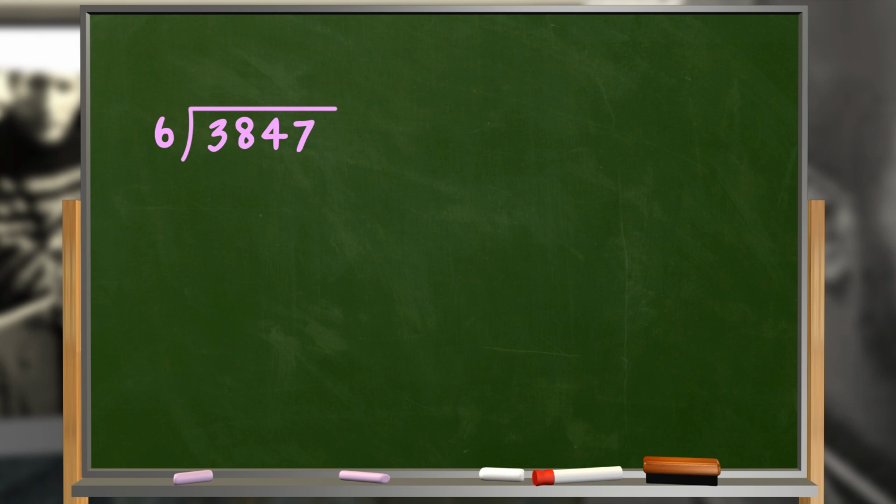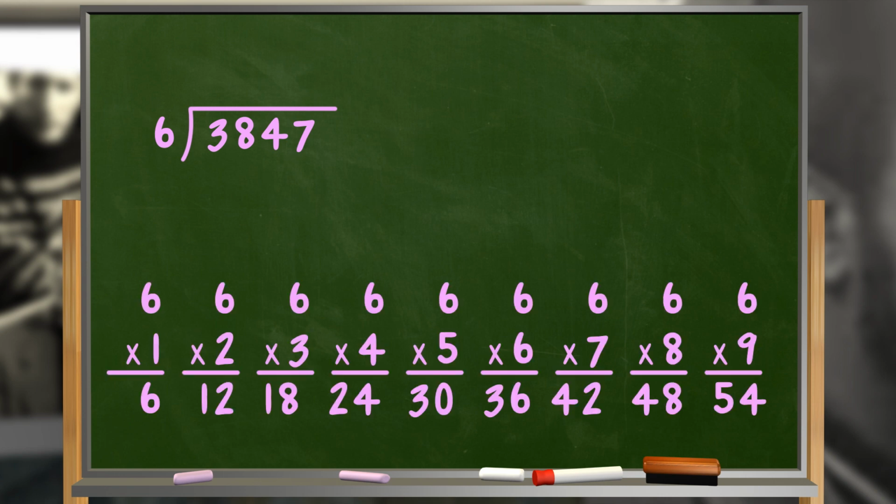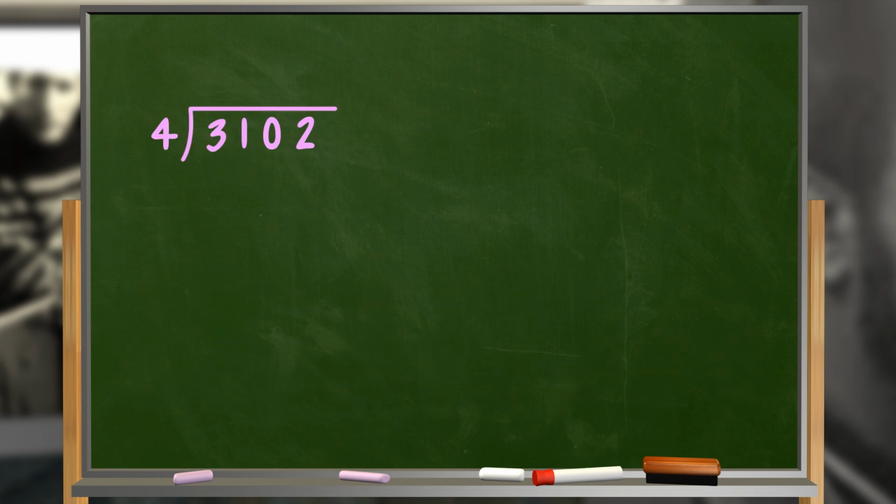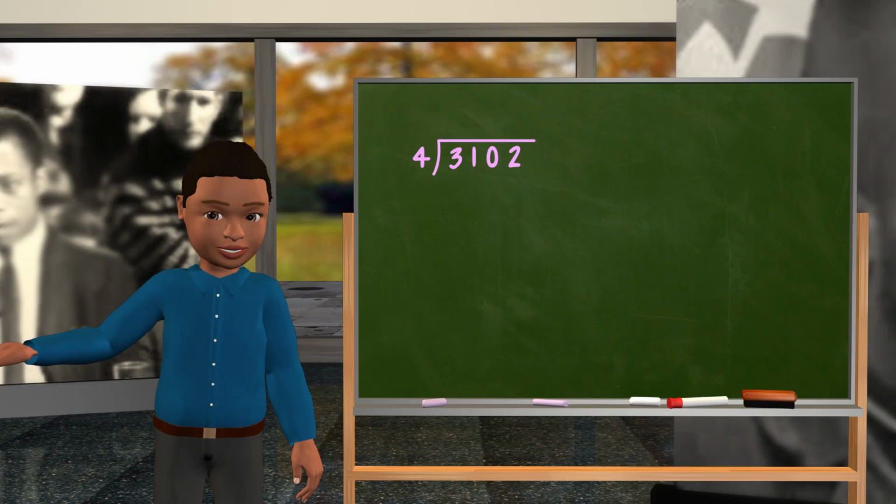Try this one on your own. 3,847 divided by 6, and remember, write out all of your factors. 6 times 1, 6 times 2, 6 times 3, 6 times 4, 6 times 5, 6 times 6, 6 times 7, 6 times 8, 6 times 9. I would like for you to try this problem both ways that we reviewed. The last problem is 3,102 divided by 4. Excellent job.